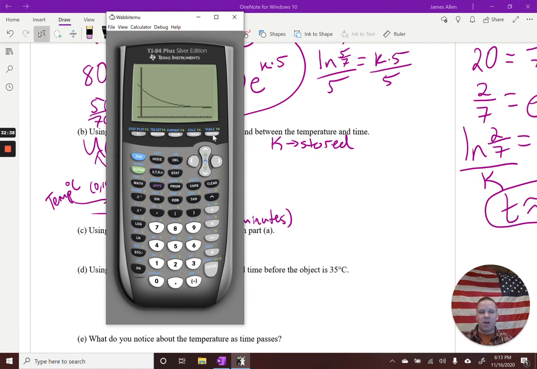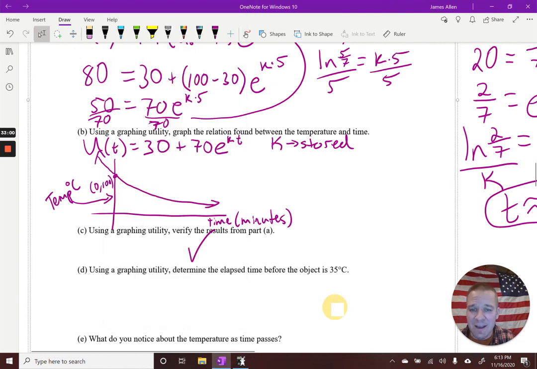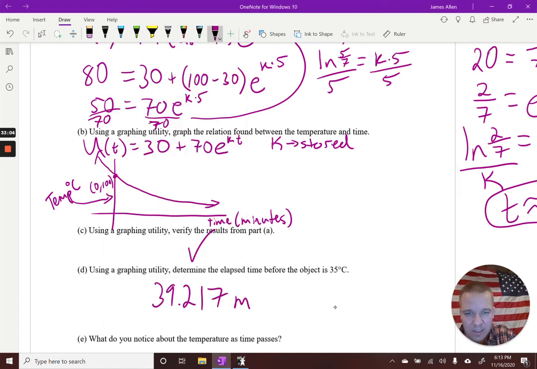All right. Looks like I saw it cross. I saw it pop back up. We're good to go. I'm going to hit second calc, and then I want to intersect, number 5. So if I hit enter, there's only one intersection point here, due to the behavior. It's not like we're dealing with a quadratic. So boom, there we go. 39.217, and this is in minutes.